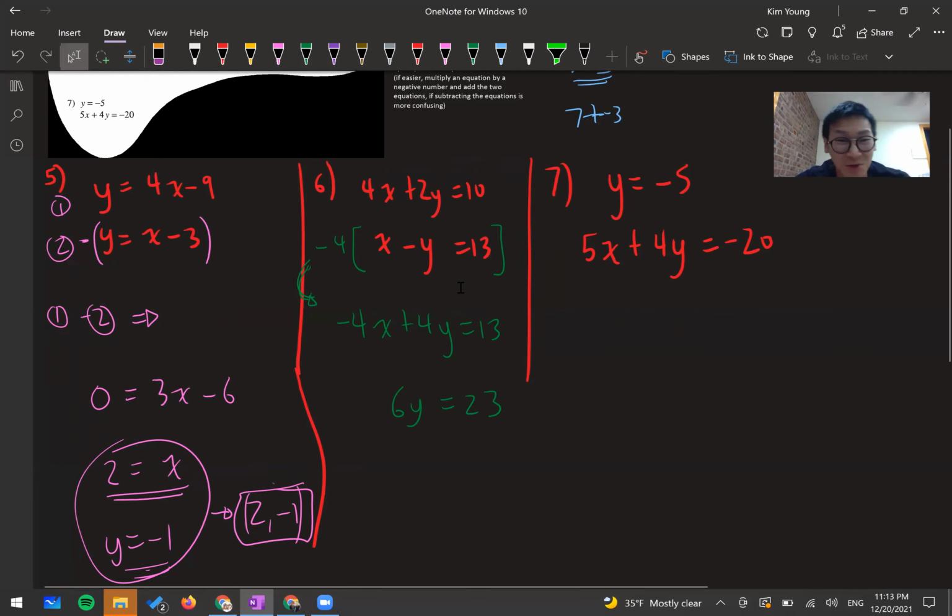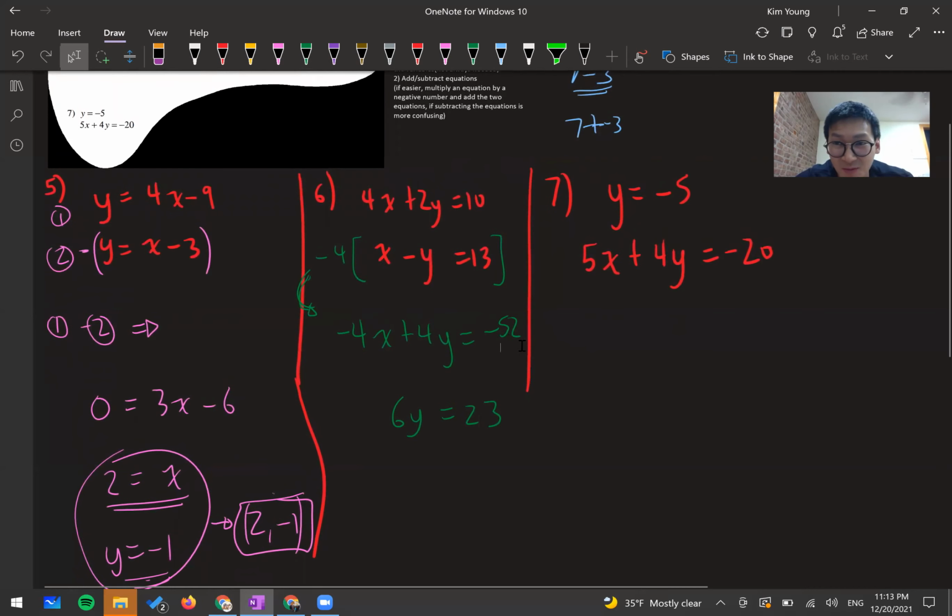Oh, sorry, I keep doing this. Like I did this in class too. I keep forgetting to distribute this negative 4 to this guy. So apologies. This should be a negative 52. Okay. See, guys, it's okay to make mistakes. Just if you make a mistake, catch it here. Negative 4 times 13, negative 52.